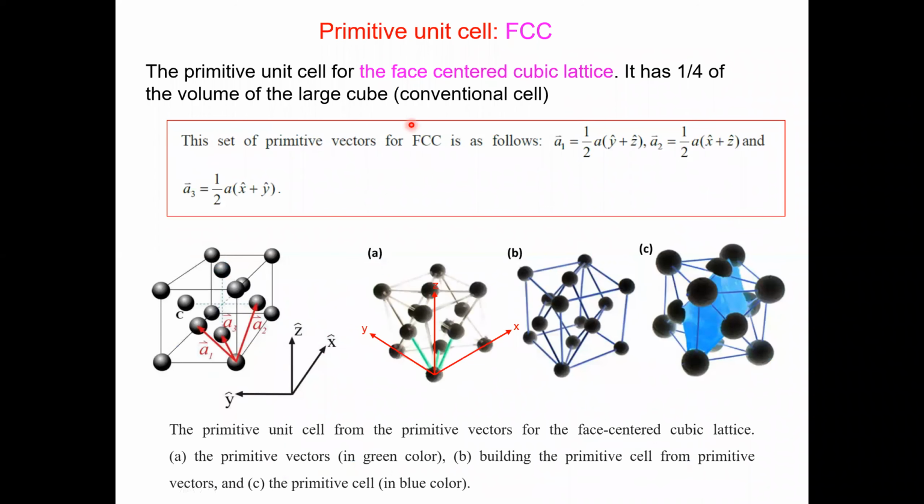Next, primitive unit cell for FCC. Remember this figure from last lecture. Again, primitive vectors for FCC. A1 is 1/2 A on this plane, YZ plane. So this is YZ plane. So this is like, it's just in front of you, right? If this is a cube. So A1 is pointing here.